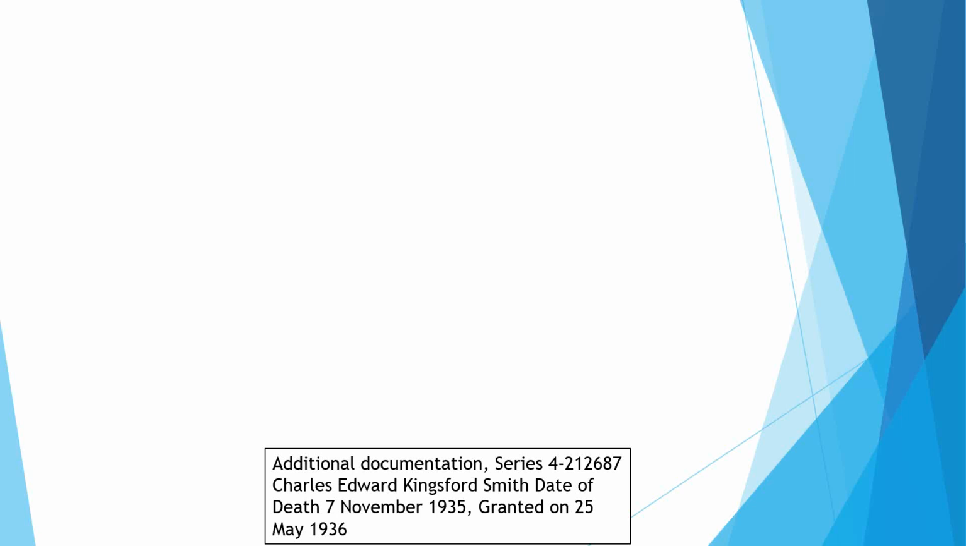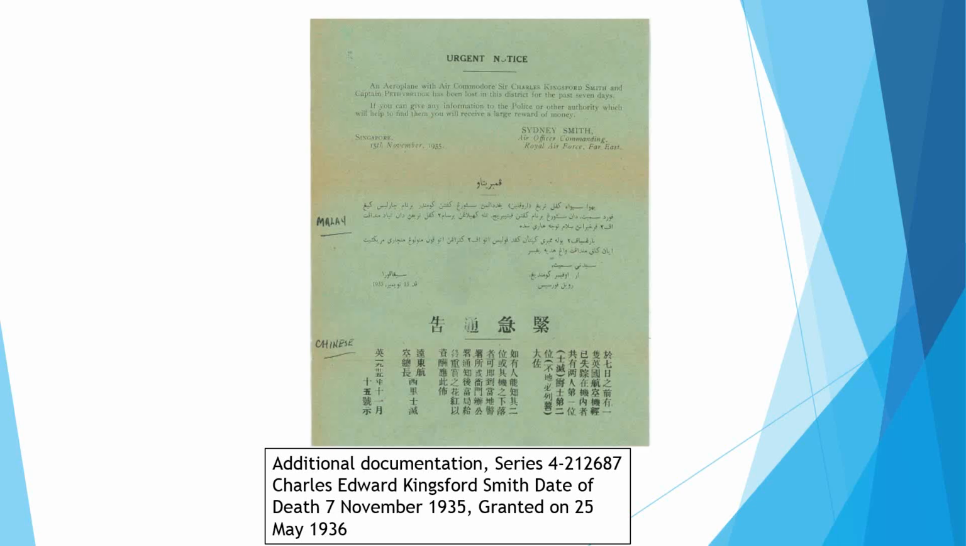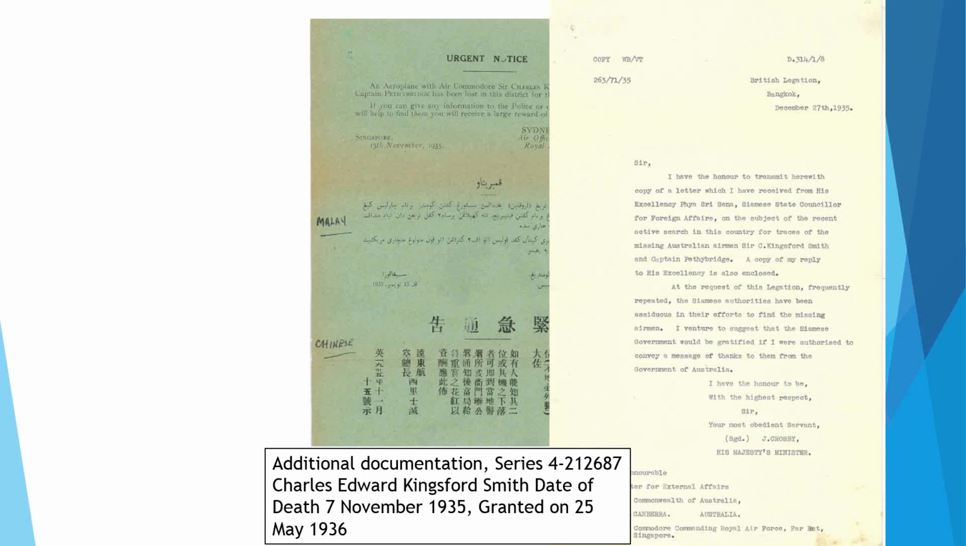And the final example that we've got today is from Charles Kingsford Smith's Probate Packet. Now, of course, he was flying over the jungles of Borneo and his plane went down, went missing, assumed dead. And so there's a whole swathe of documents in the probate packet looking at the lengths that they went to try and recover him and find out what happened. So there was a notice that was distributed. It was actually dropped over the jungles in Borneo. Up the top there you've got the English translation, and then further down the Malay translation, and then the Chinese translation as well. So the efforts that they went to.